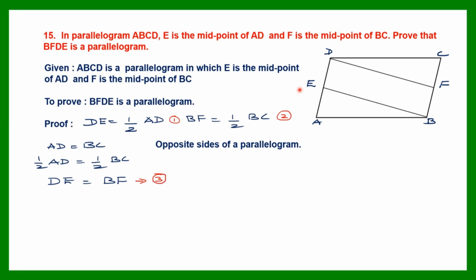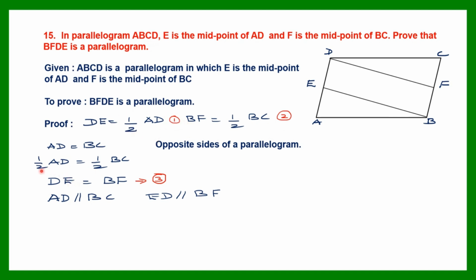Now look at these two sides, AD and BC. They are parallel to each other, isn't it? If they are parallel to each other, then ED is also parallel to BF. So let's write that. AD is parallel to BC. That means ED is parallel to BF.